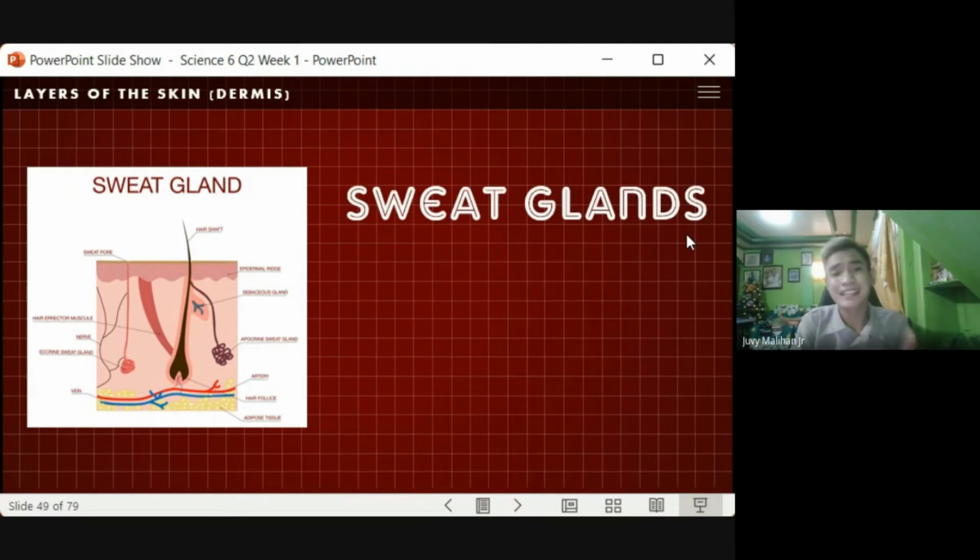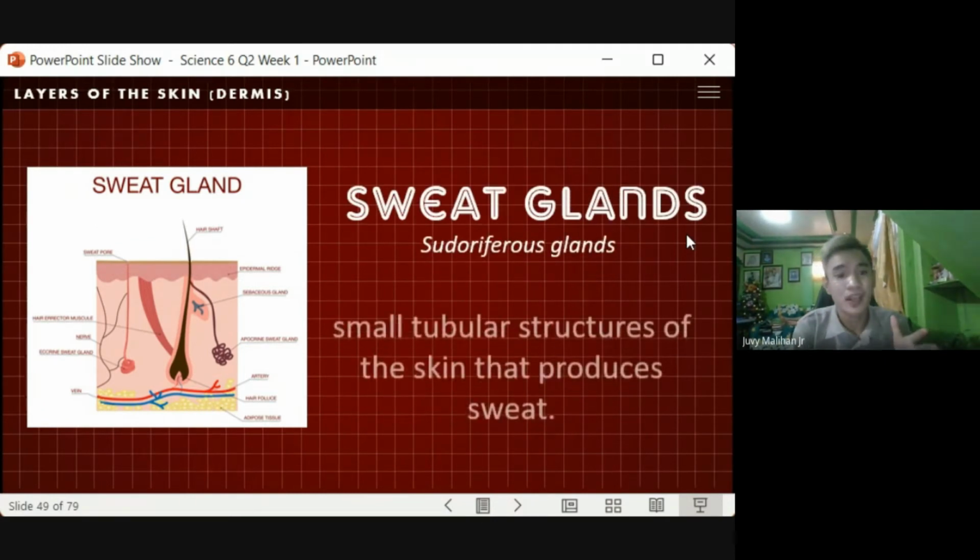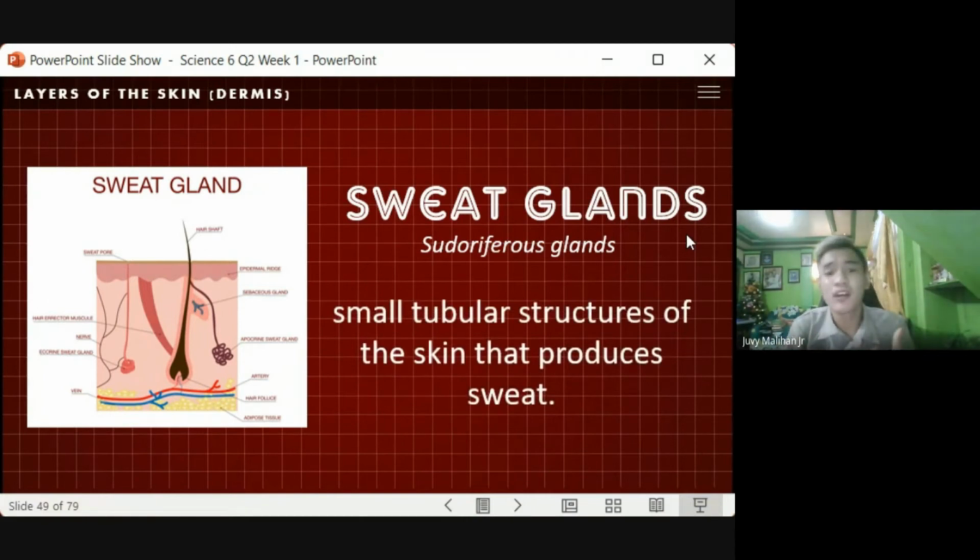Now, sweat glands, class, are also called the sudoriferous glands. These are the small tubular structures of the skin that produce sweat. In other words, class, these sweat glands produce moisture, which is called perspiration. Ito na yung mga pawis. Dito lumalabas ang ating mga pawis. Okay, so ito na yung sweat na tinatawag natin that reaches the skin surface through the pores and evaporates to cool the body. Okay, so that is the sweat gland.